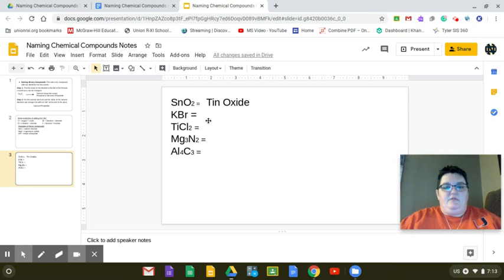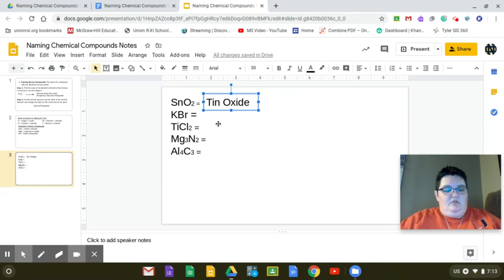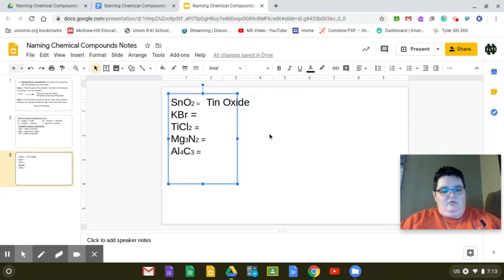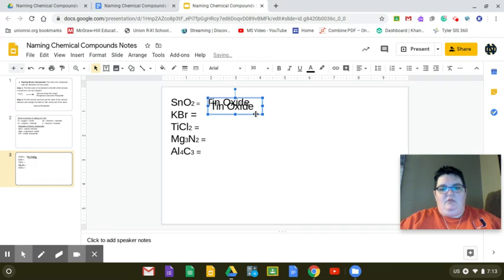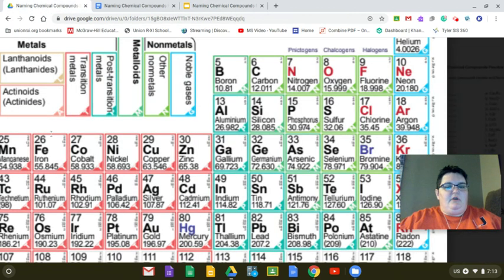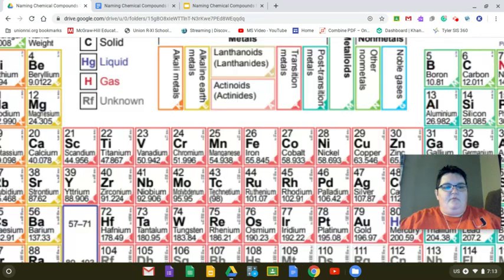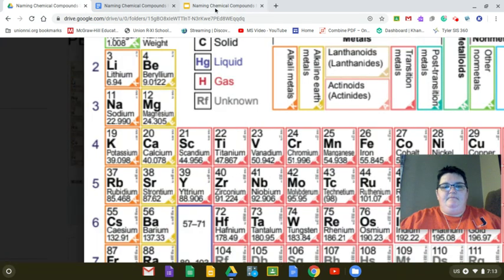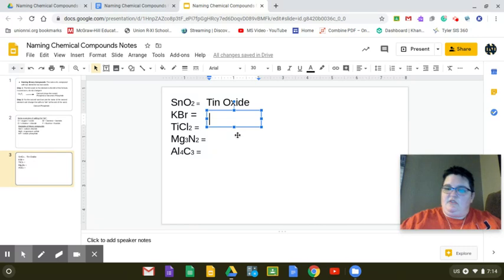All right, let me go ahead and do the next one. The next one we've got is the letter K. If you go to your periodic table, K is right here for potassium. Since it's our first element in the chemical symbol KBr, K stays the same, so potassium stays the same.